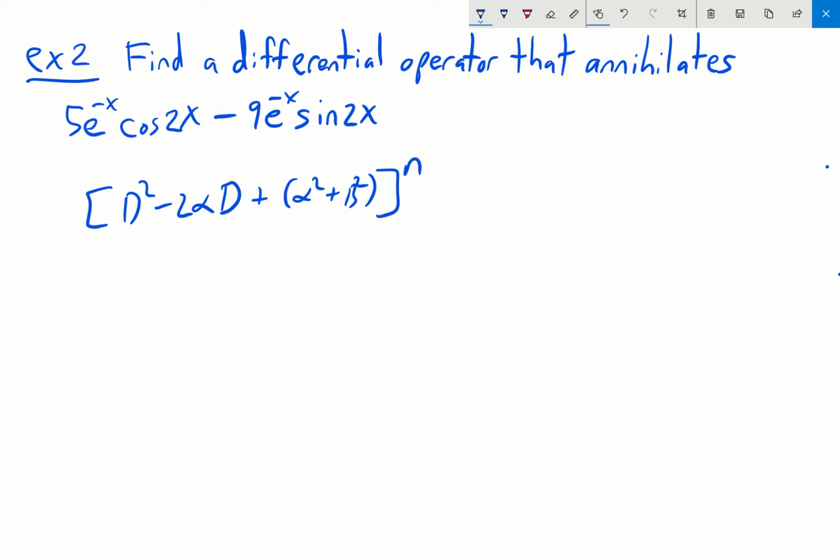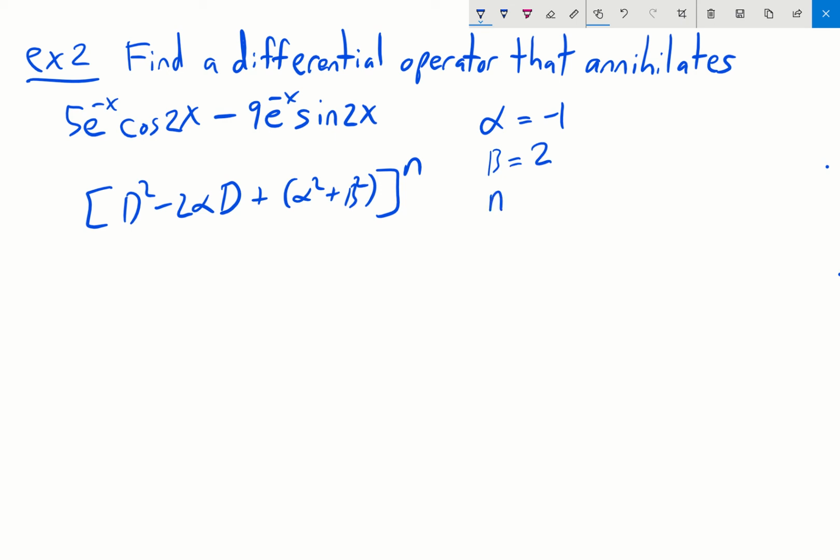I won't expect you to memorize this. I will post this along with one of the other screenshots in the D2L notes section, so you can quickly refer to it as needed. Recall alpha is the coefficient of the x term, the coefficient of the exponent in e to the x. So alpha is -1, and the beta term would be equal to the coefficient of the argument of the sine and the cosine. That's going to be 2.